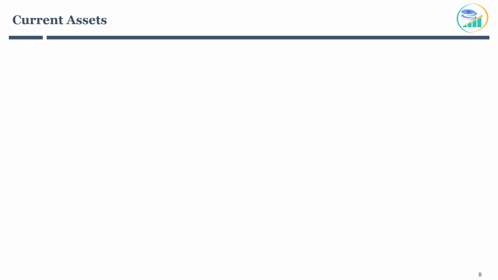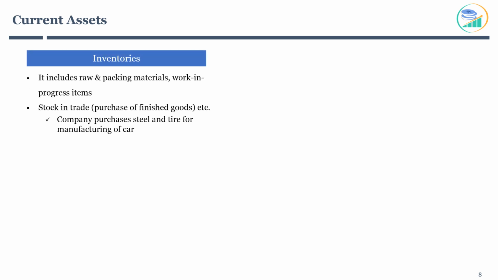Let's start with inventories. Inventory includes raw and packing materials, work in progress and finished goods. It also includes stock in trade. Remember from the income statement class, stock in trade refers to the purchase of finished goods. For example, a company purchases steel and tires for manufacturing of a car.